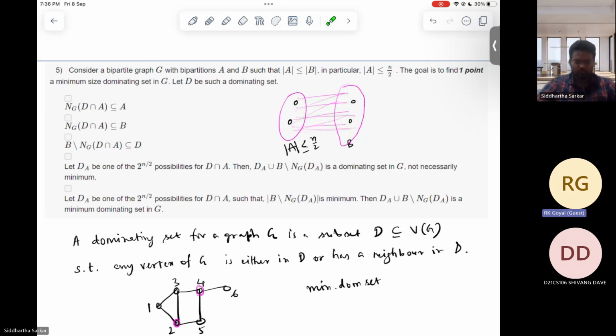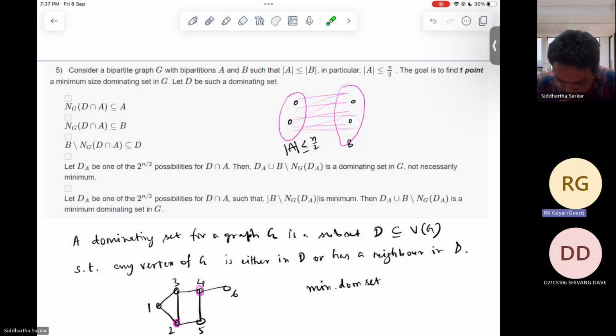Some of the vertices which are there in B won't be considered here, because we cannot have common vertices in A and B. Yes. So therefore, this will be the subset of A. This is true. No. Why is this true? Come again. Why do you think it is true?